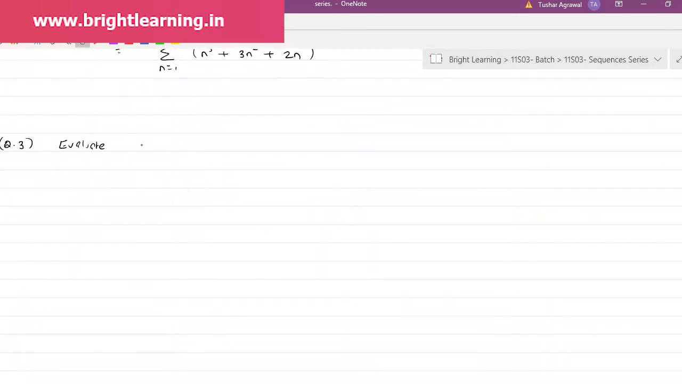Evaluate 3 into 5 plus, wait 1 minute, not 3 into 5 plus, let's say, 5 into 7 plus 7 into 9 plus 9 into 11 plus and so on up to, let's say, 10 terms.